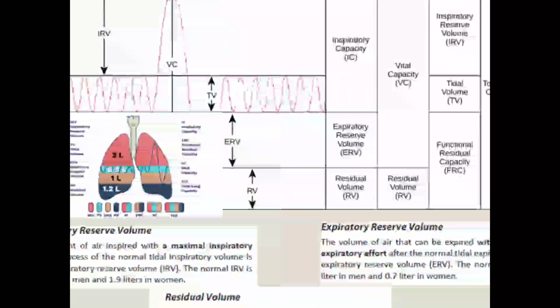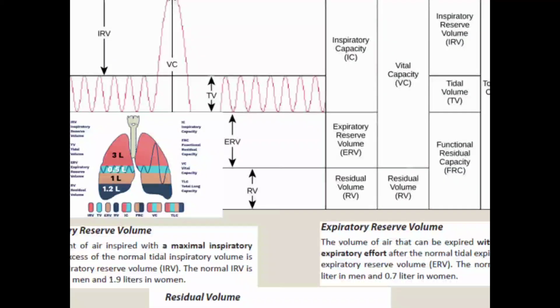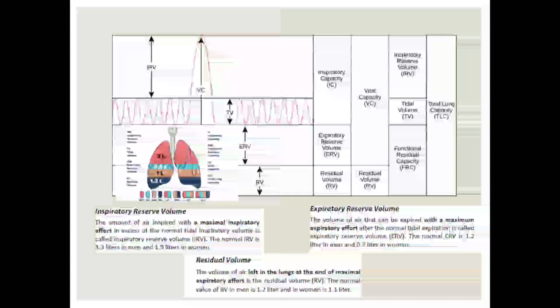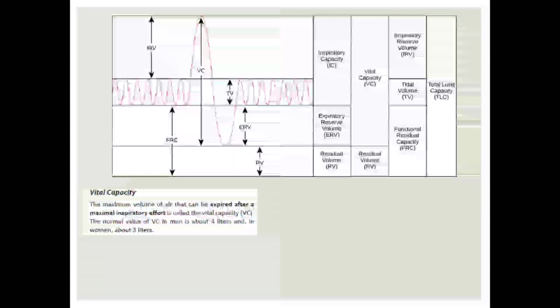In this picture we can see that the central portion, the blue area, is the tidal volume, 0.5 liter or 500 ml. Above it, in excess of it, is the inspiratory reserve volume, that is 3 liter, and below it is 1 liter, that is the expiratory reserve volume. Even after maximum expiration, the amount that remains in the lung is the residual volume, that is around 1.2 liter. Now come to the capacities.